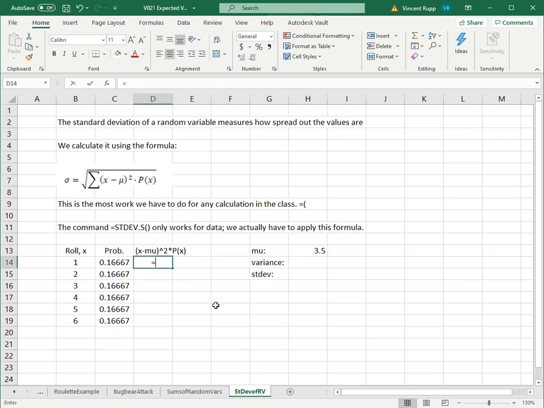So put this in here, do equals, and then do your x value minus mu, which in this case is 3.5, in parentheses, square that, then multiply it by your probability, which is this one over here in C14. So you do that, you get this number. Again, this number doesn't really mean anything, but you can copy and paste that formula down to see how it works. And since it measures how spread out they are, the numbers are bigger when they're further from the mean, and these numbers are smaller when they're closer to the mean.